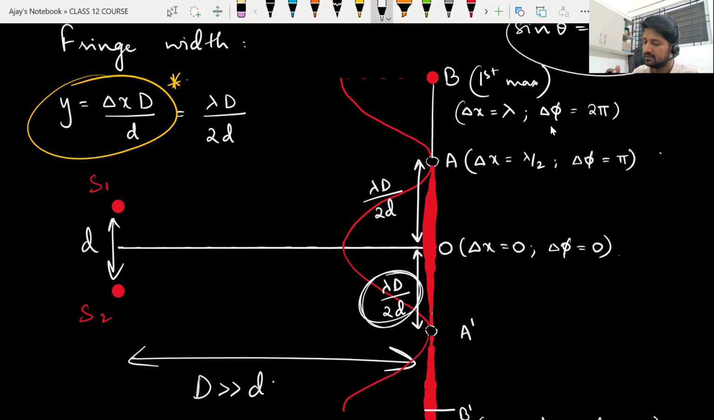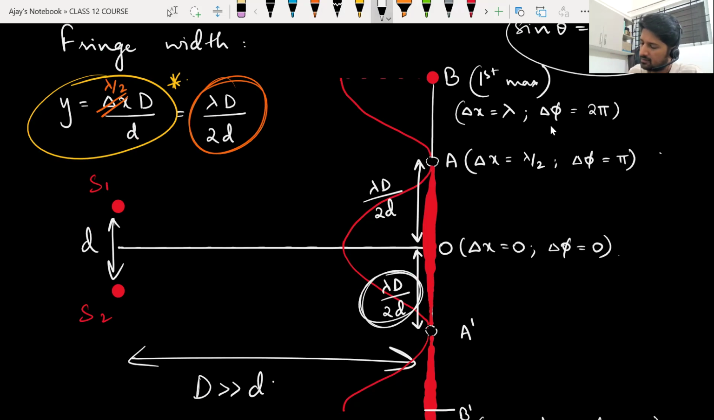What is this distance? This is the distance to the first minimum. You can derive it using this y-coordinate formula also. For the first minimum, path difference is lambda by 2. You substitute delta x as lambda by 2, you get the distance as lambda D by 2d for the first minimum. Is this clear? Yes, sir.